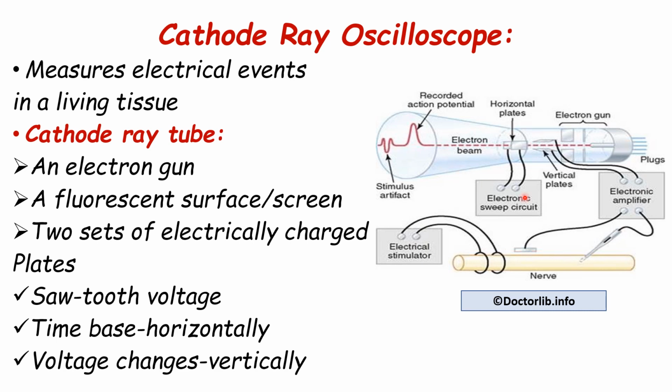Again, to repeat: the electronic amplifier which receives the signals is connected to the vertical plates, and depending upon the magnitude of the action potential being recorded, the electron beam will be deflected, and then we record the action potential. So the time base is recorded horizontally and voltage changes are recorded vertically.